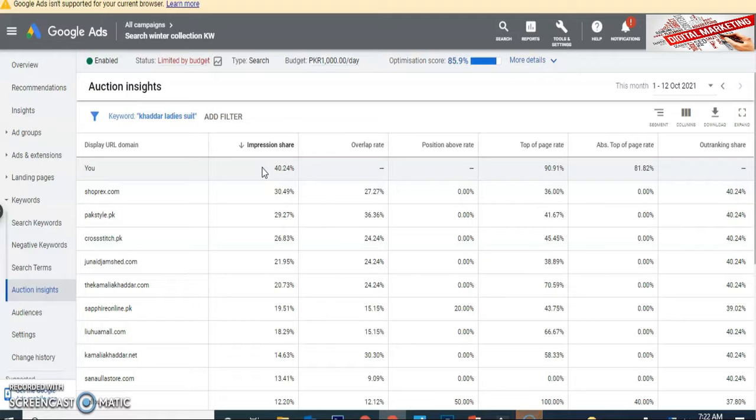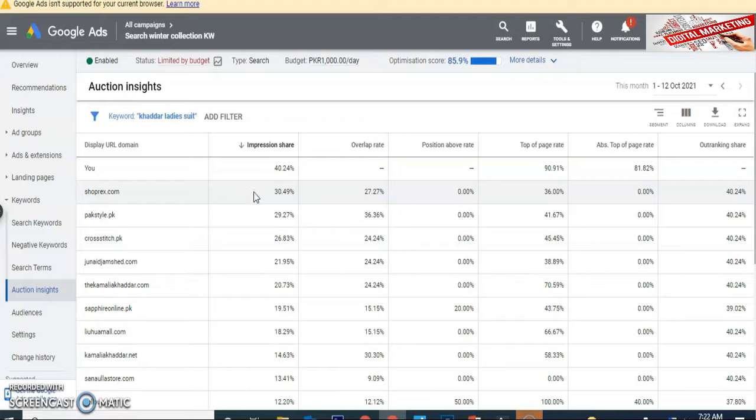This is less because I have allocated a small budget for this ad, so it is limited by budget. If I increase my budget, it will increase as well. But I am okay with this, as my competitors are also not performing very well on this keyword. So we have to understand what impression share means. Impression share means how many times my ad will appear when someone searches for Khaddar lady suit on the Google search engine. Now see how the competitors are performing.